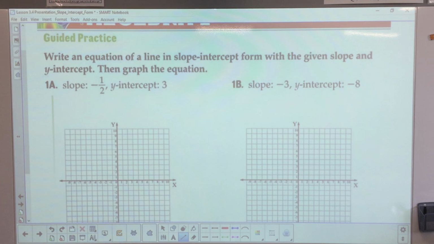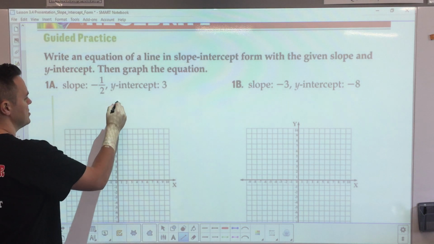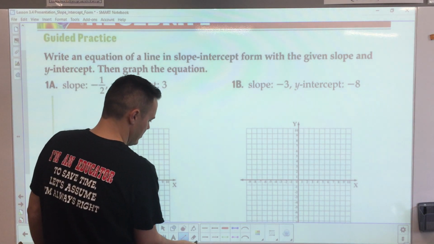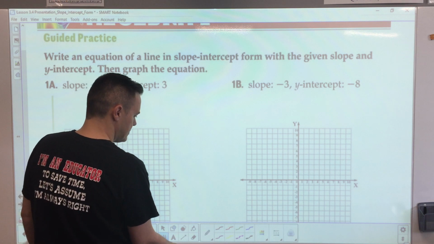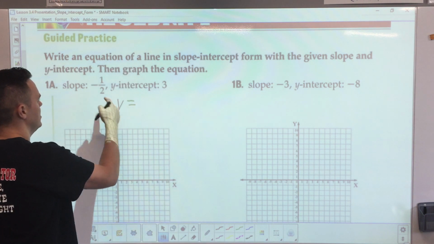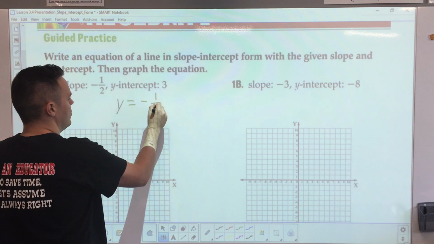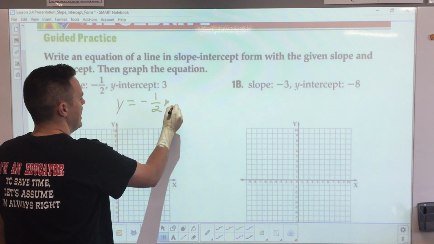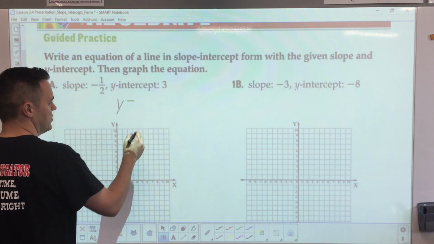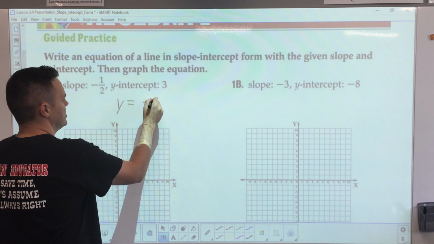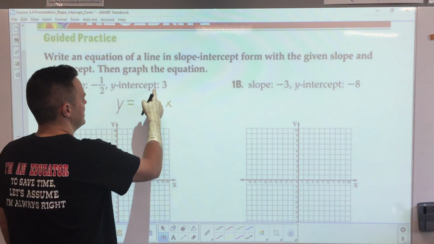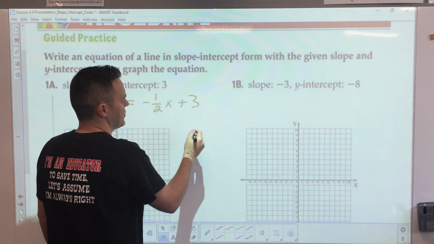All right, so on this one, ladies and gentlemen, hopefully you have everything set up. Your equation is going to be y equals, and the slope is -1/2 x. My y-intercept is a +3.